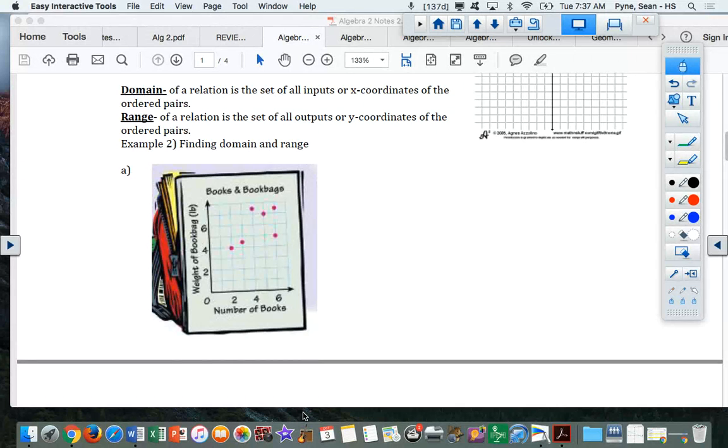So the first thing you're always going to want to do is find all your ordered pairs. So when we're looking at this, books and book bags, we want to find all of these ordered pairs and write them down before we decide what our domain and range is. So my first one, I'm going over 2 and up 4. That's one ordered pair. Do we know how to find ordered pairs? All right, find the rest.